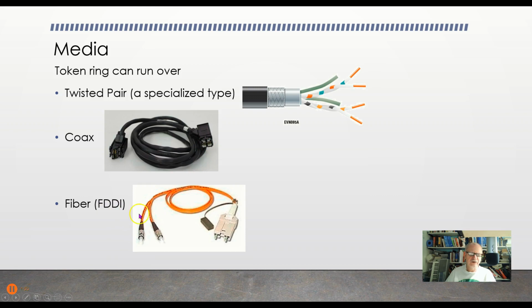And then down here we have a case of a fiber optic token ring, which had its own name called FDDI. And that's it for the brief view at token ring. We don't really talk about token ring much anymore because it's really not used much anymore.